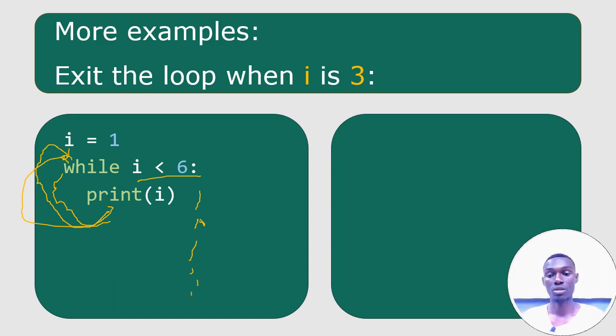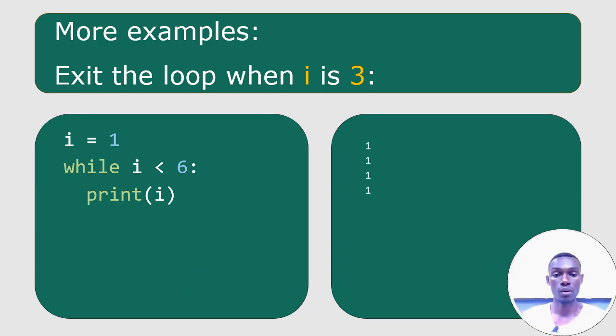Without end, because I is always less than 6. The condition is always true. And once it's always true, it will keep on printing 1, 1. Like right here, you can see it's printing 1, 1, 1, 1, 1, 1, 1, 1. It will keep on printing 1 because it is always true. What happens there is that it keeps on looping.